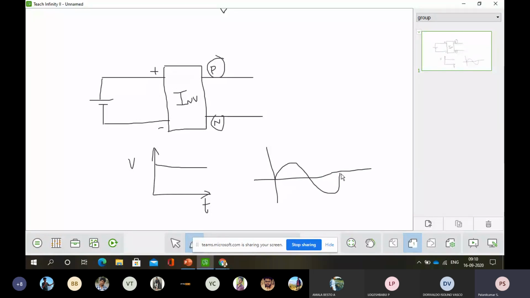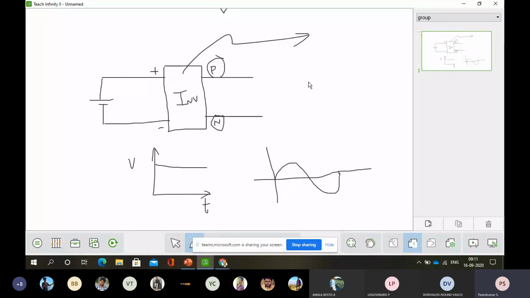Because all our appliances, household appliances or automatic appliances, are manufactured in such a way that they work on AC supply only, that is alternating current. So if AC supply is provided, I can do this. Inside the inverter, there are a number of semiconductor switches.